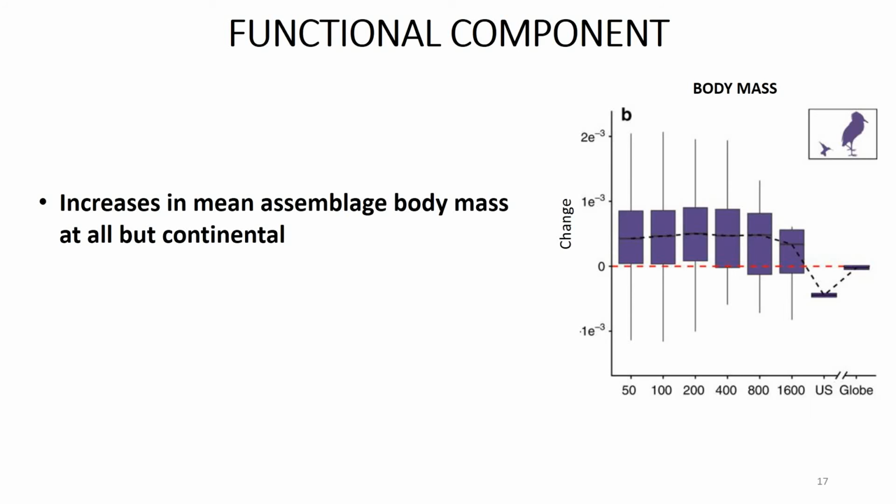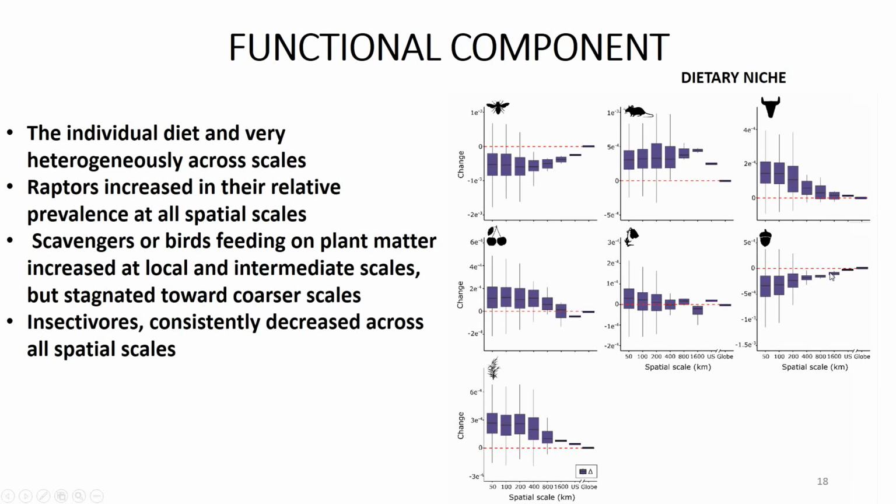The next one is the functional components. Here, you can see the change of the body mass from the local scale to the continental scale. At all scales the mean body mass increases, but at the continental scale it differs. For the niche, it changes over the individual and very heterogeneously across scale.